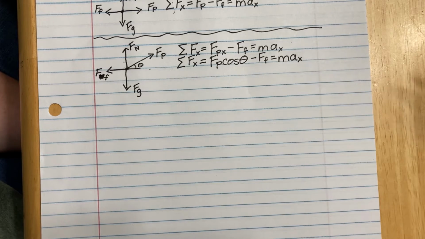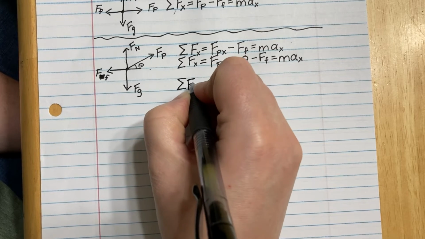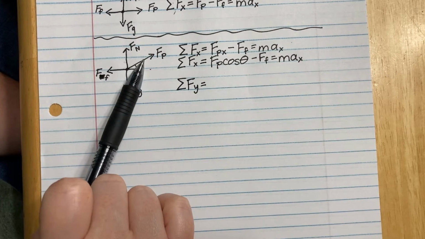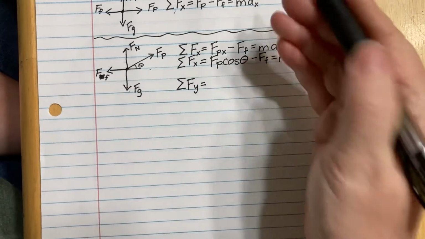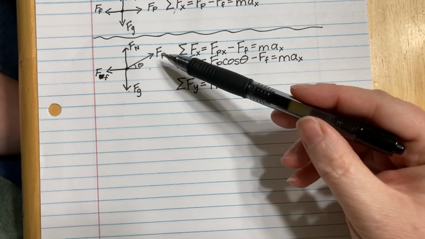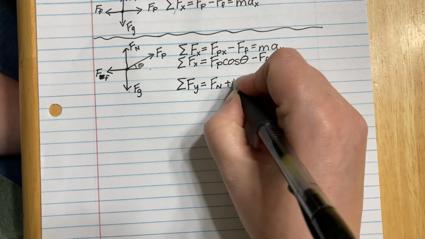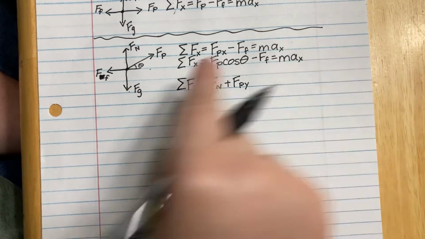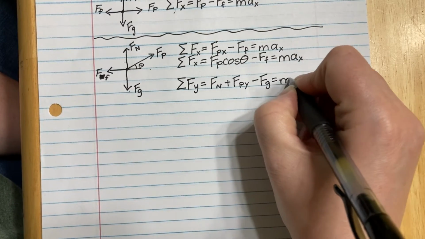So those would be examples of my x equation, and then I'm going to do the y equation also. So this is up and down. Now I have two forces in the positive direction, and I have one force in the negative direction. So I'm going to start with the easy one, and that's my Fn. Okay, and then I have FP partially pulling up, but not the whole thing. So I'm going to do just the y component. So FPY, and then the FG is still pulling down, so it's going to be negative FG equals MA in the y direction.